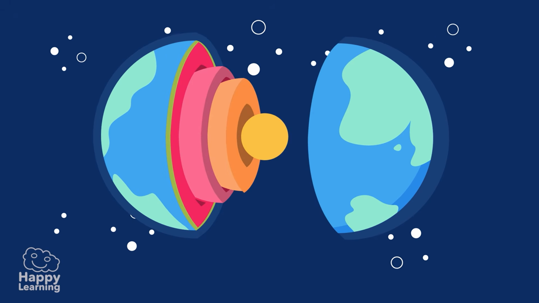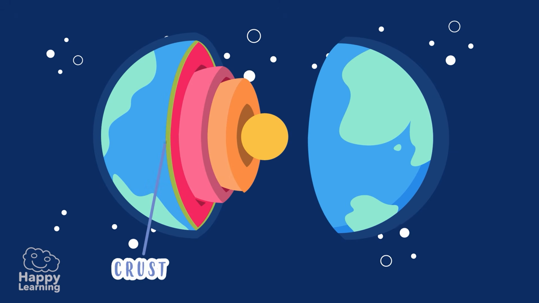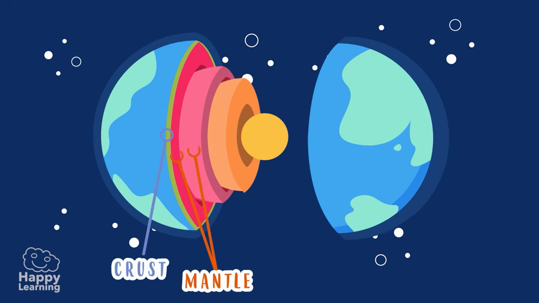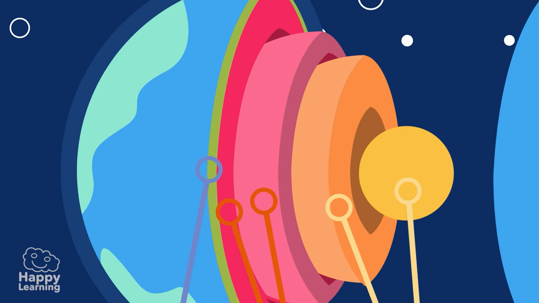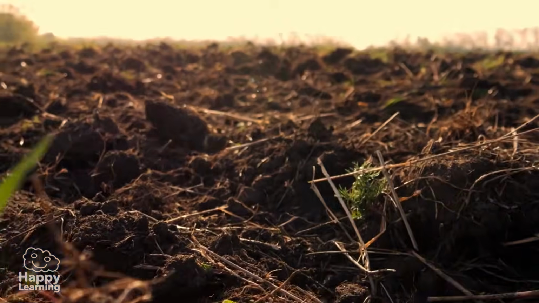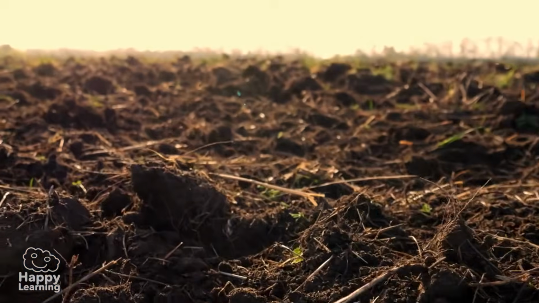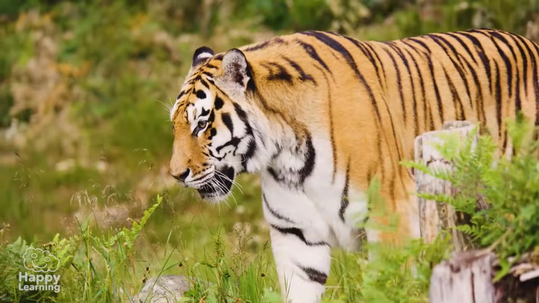The geosphere is made up of 3 concentric layers, called the crust, the mantle, and the core. Let's get to know them. The crust is the most shallow and thinnest layer of the geosphere. It is like the skin of our planet. Many things live on it.